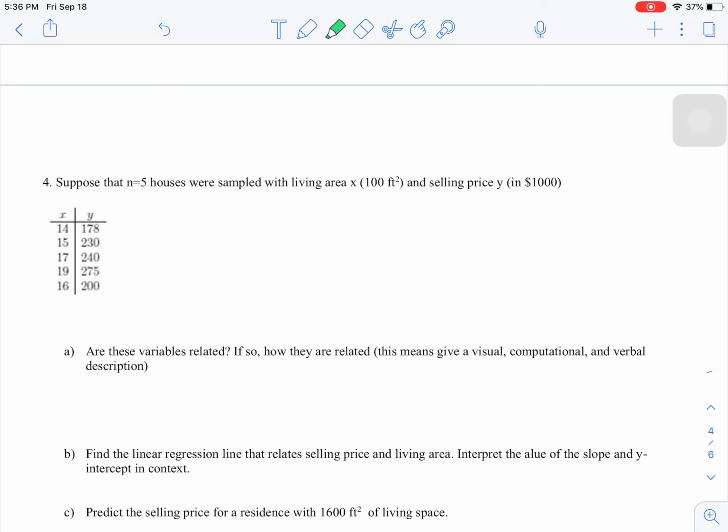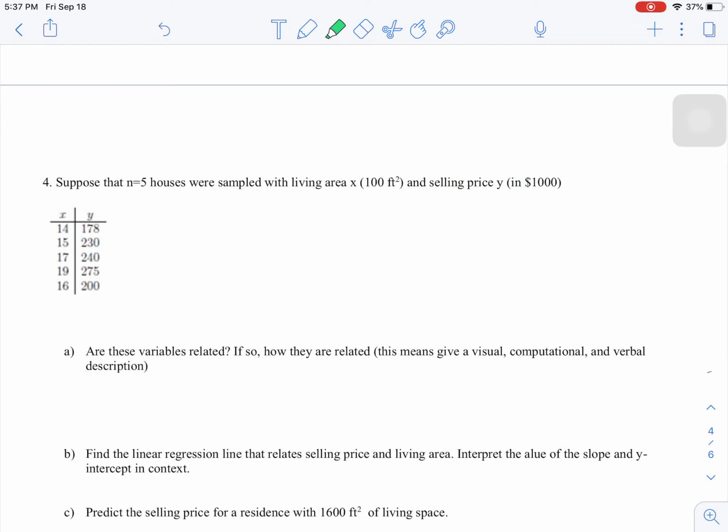All right, number 4, we're going to do linear regression. So we can see here that in this question we're looking at houses, and our two variables are how large the houses are, how much living space they have, measured in hundreds of square feet, and how much those homes sell for in thousands of dollars.